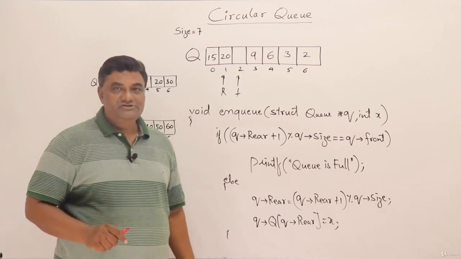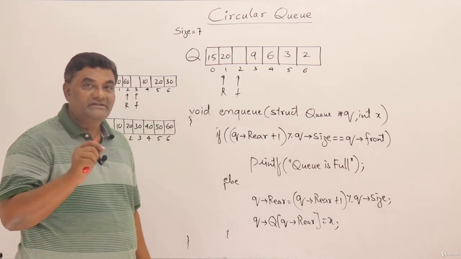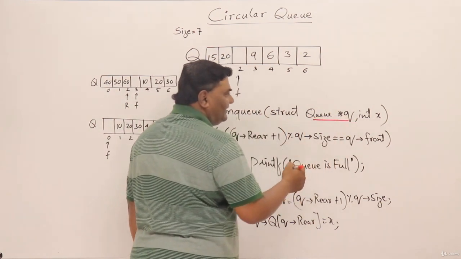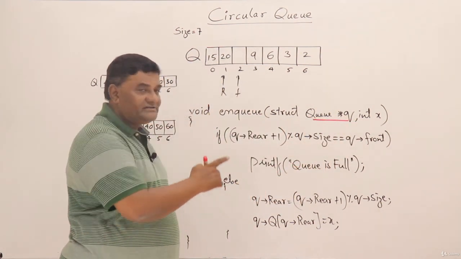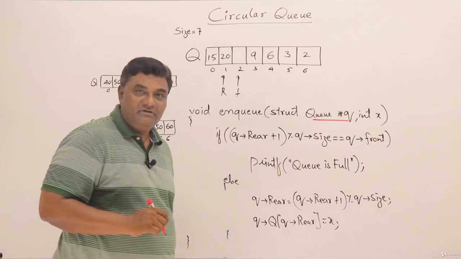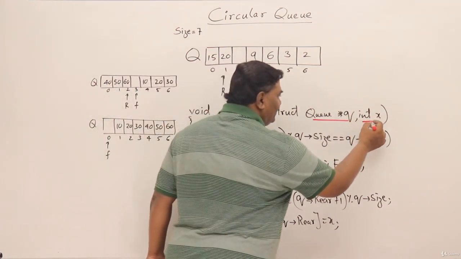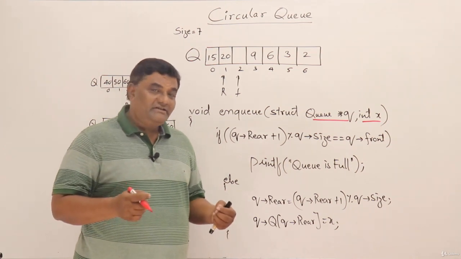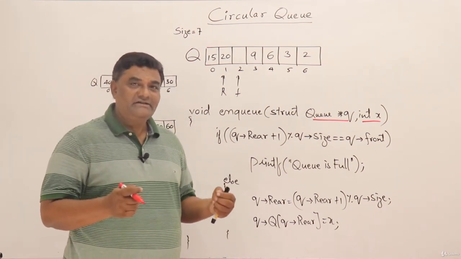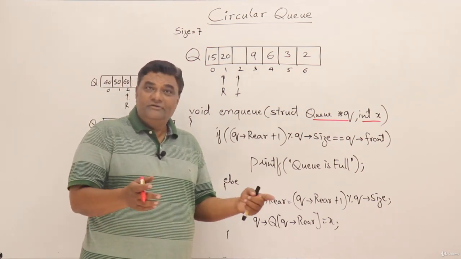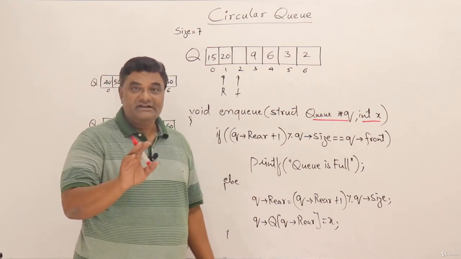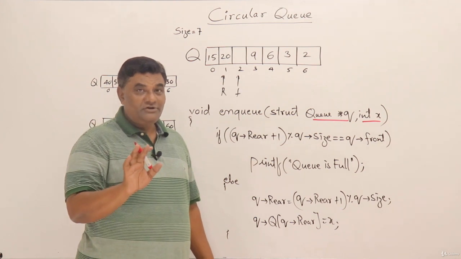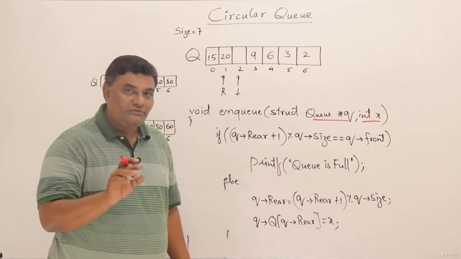Let us see the NQ function, how it works for inserting an element. The NQ function takes a Q as a pointer. It's the pointer to the same structure which we have already seen, and it is taking a value that is to be inserted. Before insertion I should check whether there is any space or not. Can I insert any value or not? If it is full, I cannot insert the element. So I should check for the Q full condition. So what is the Q full condition?